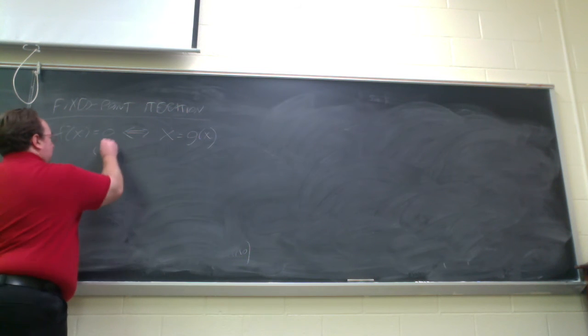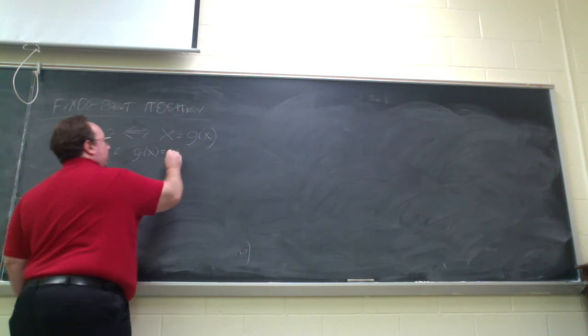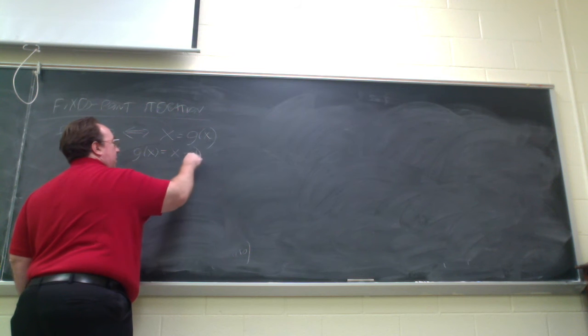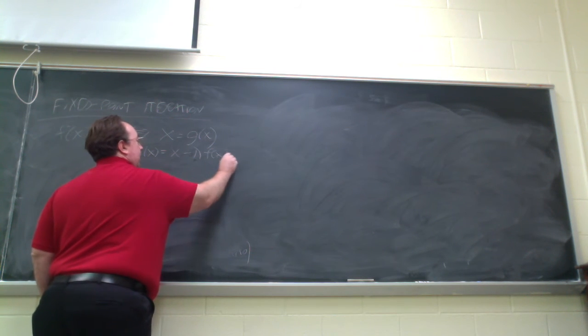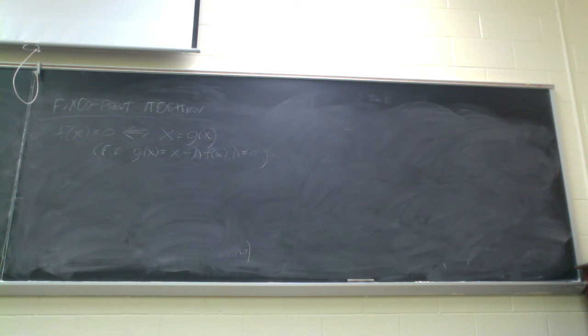For example, you can choose the simplest choice, g of x equal to x minus some constant lambda times f of x, where the constant lambda is not 0. Because if you choose that, then you can guarantee that f of x equals 0 if and only if x equals g of x. And later we'll see, if you're going to choose a g of that form, what is a good choice of lambda. Because then you can develop a very simple algorithm for solving the second equation, x equals g of x.